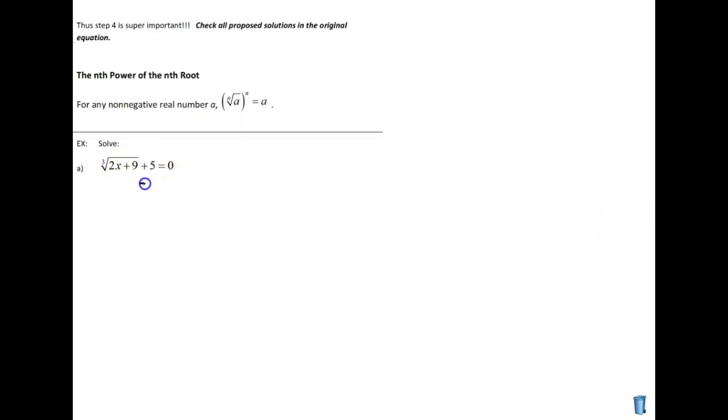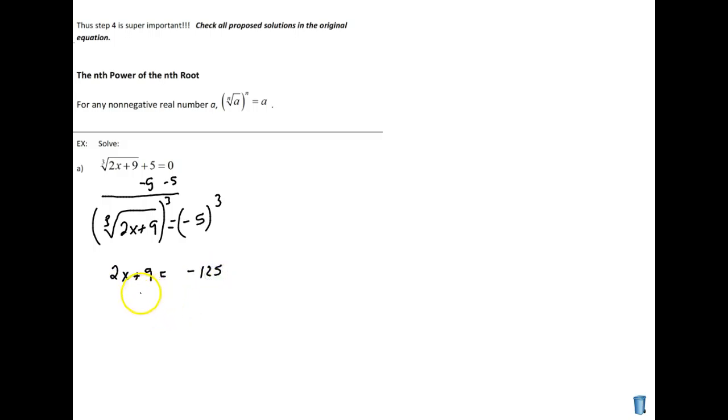Okay? So we're going to subtract 5, because we need to isolate our radical. That was the first thing that it said. So we have the cube root of 2x plus 9 equals negative 5. We're going to raise both sides to the third power. Okay, so I get 2x plus 9 equals negative 125.